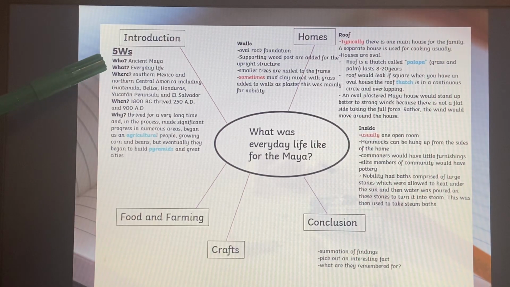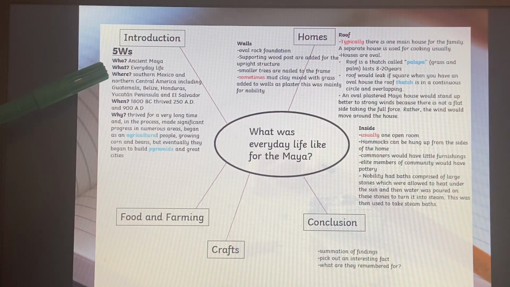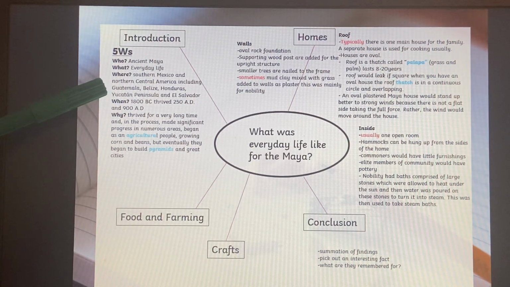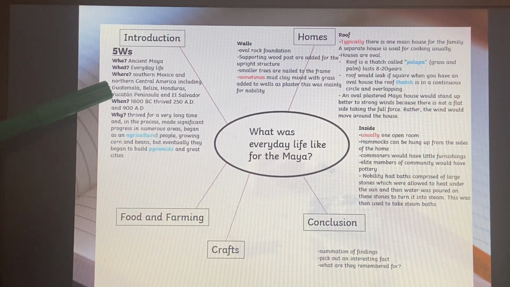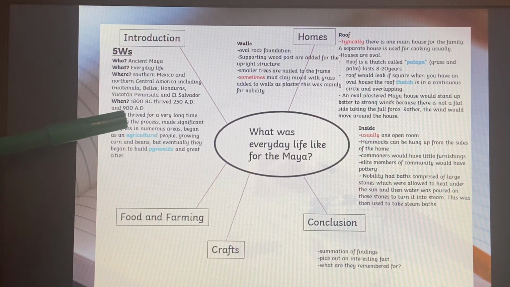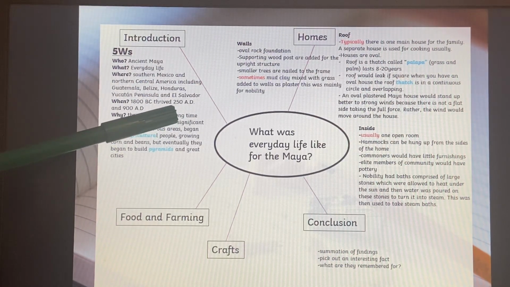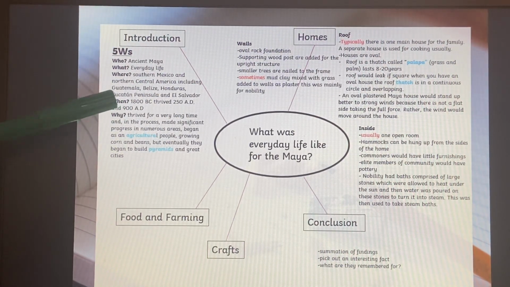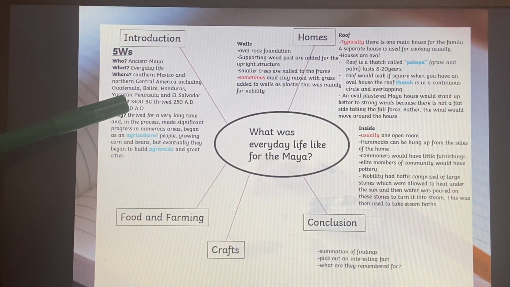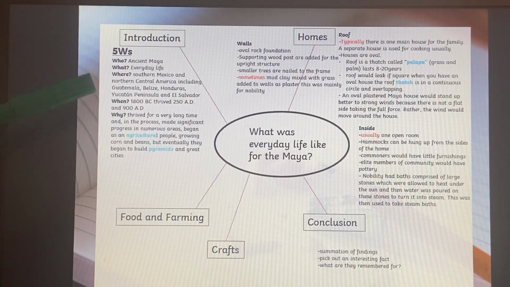Who am I writing about? The ancient Maya. What exactly am I writing about? Their everyday life. Where were they based? And then I've named in more detail the countries that they were based in: Central America, and southern and northern and southern Mexico. I've also included when they thrived, which was between 250 AD and 900 AD. This is when they were kind of at their peak, but it would have started round about 800 BC.